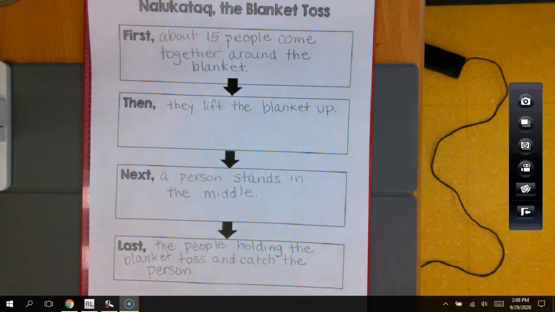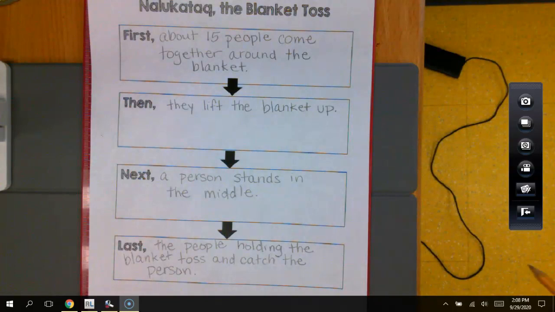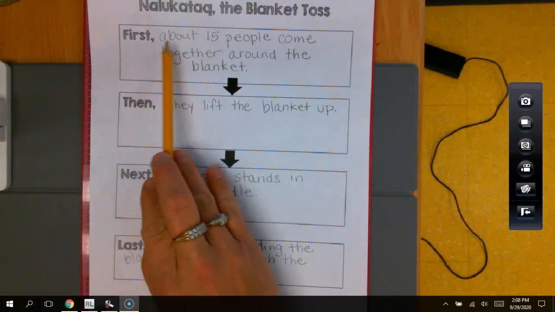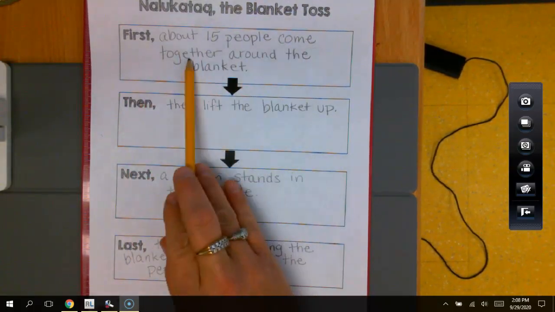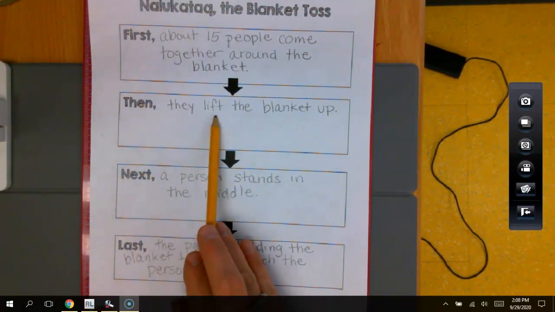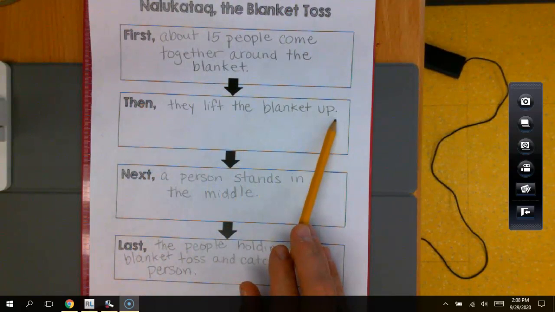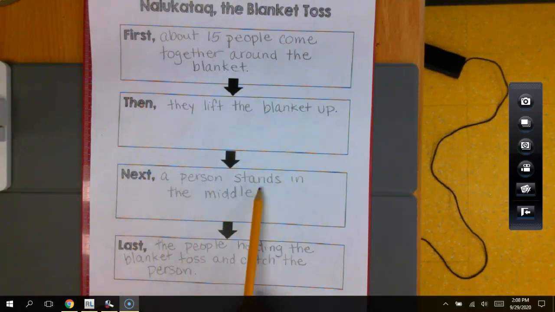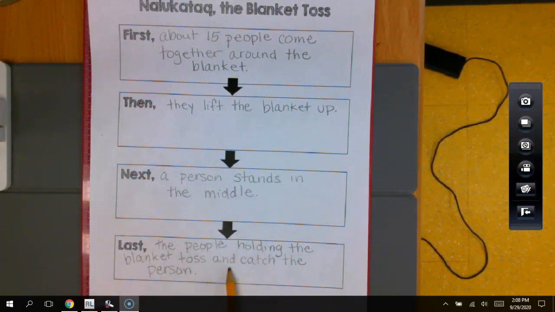Let's read through it. And as I read through it, visualize all of the steps that have to happen in order to play this game. First, about 15 people come together around the blanket. Then they lift the blanket up. Next, a person stands in the middle. Last, the people holding the blanket toss and catch the person.